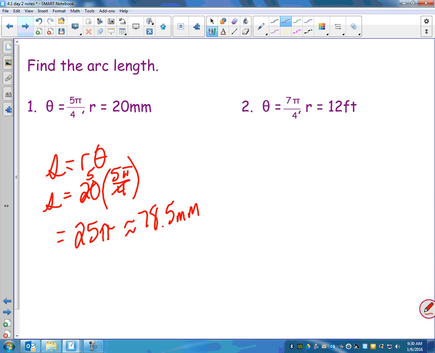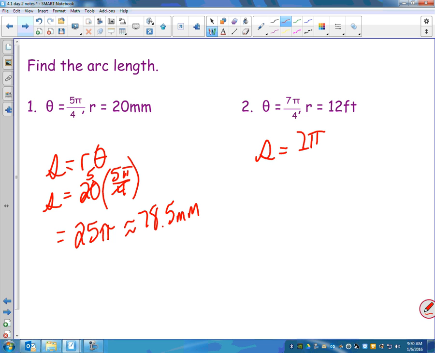But this one's a really big circle, right? The radius is 12 feet. 7 pi fourths. Is 7 pi fourths bigger than pi? Yes. Is 7 pi fourths bigger than 5 pi fourths? Yes. 7 pi fourths is almost 2 pi, right? 8 pi fourths would be 2 pi, so that means we're almost back all the way around the circle.